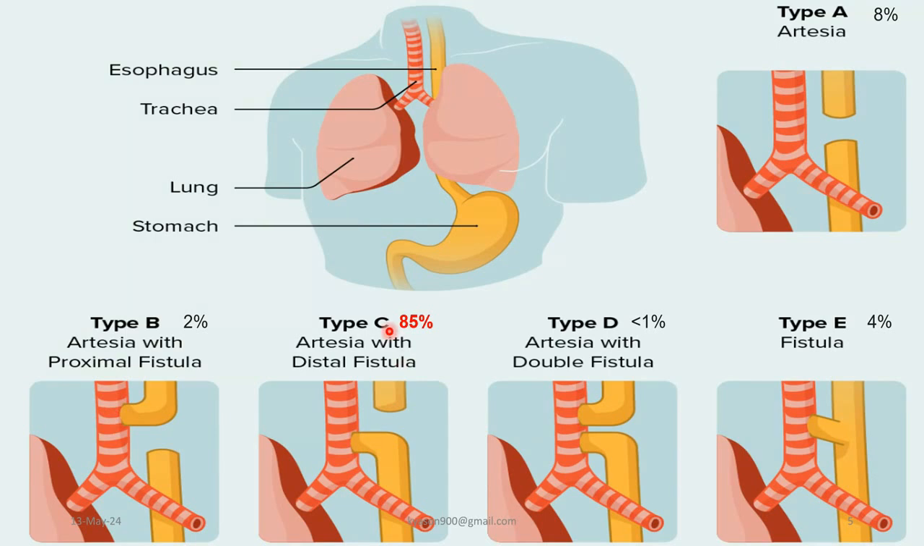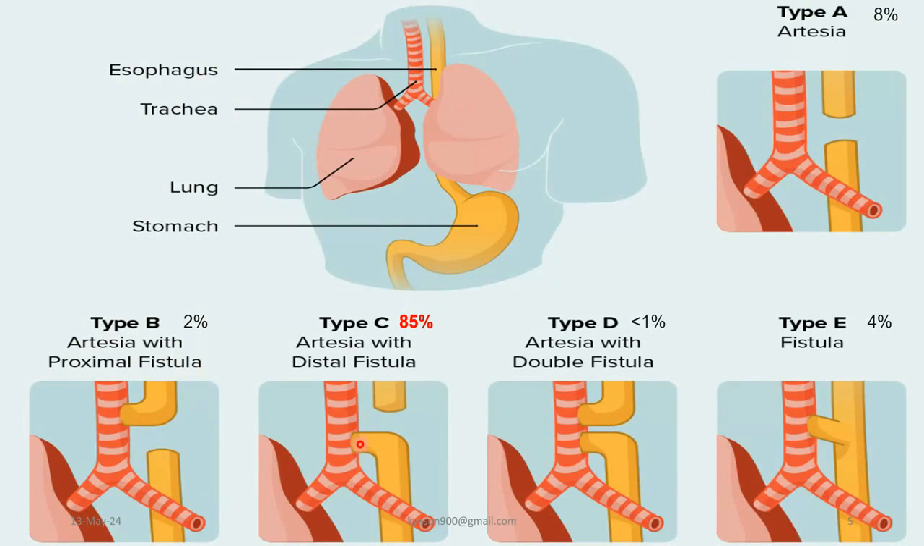Alright, then in type C, we are seeing a proximal esophageal atresia. Here it was distal, but here now it's proximal, and we are seeing the distal part of the esophagus abnormally fusing with the trachea. So this is an atresia. This is a proximal esophageal atresia with distal tracheoesophageal fistula.